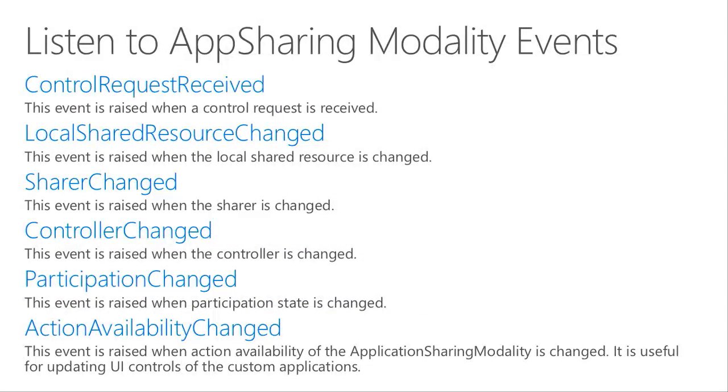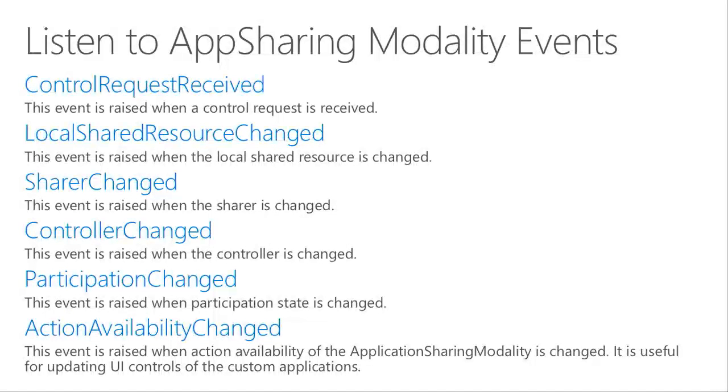Okay, for the sharing modalities, we have a lot of events that applications can listen to and take action on. For example, the control request received, that is the event when the remote participant requests the control from you. You can simply accept it or deny it. The local shared resource changed means that, for example, currently you are sharing your desktop, and then you switch to some other process. During the change of the shared resource, you will get this event.